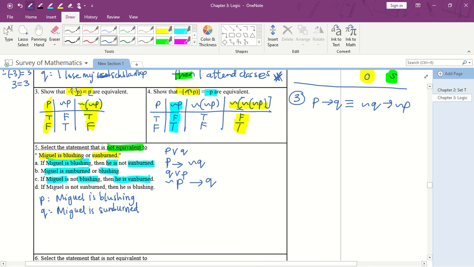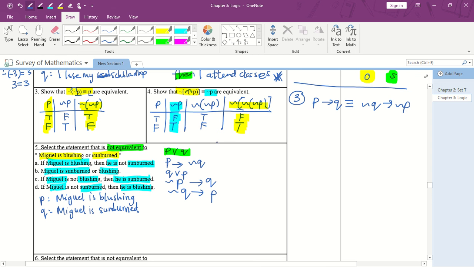And the next one here says, if Miguel is not sunburned, then he is blushing. So basically here that means negation Q, then he is blushing, then it is P. And now we have all of this. This is the question. From this A, B, C, D, we need to identify which one is equivalent to this, and which one is not equivalent.